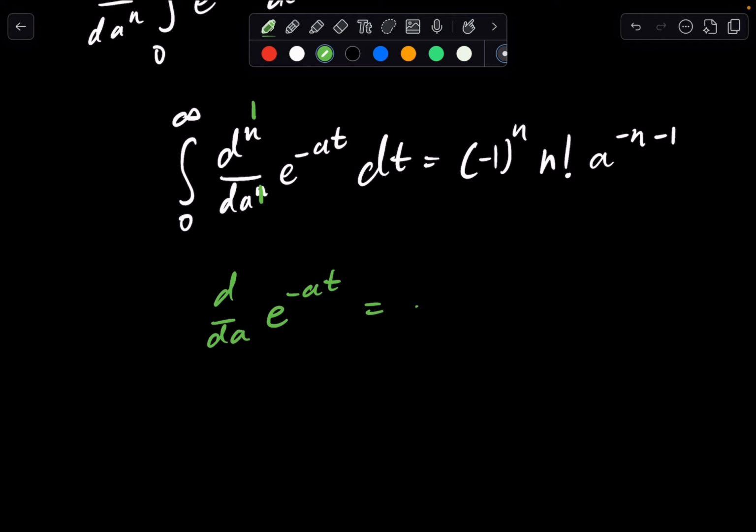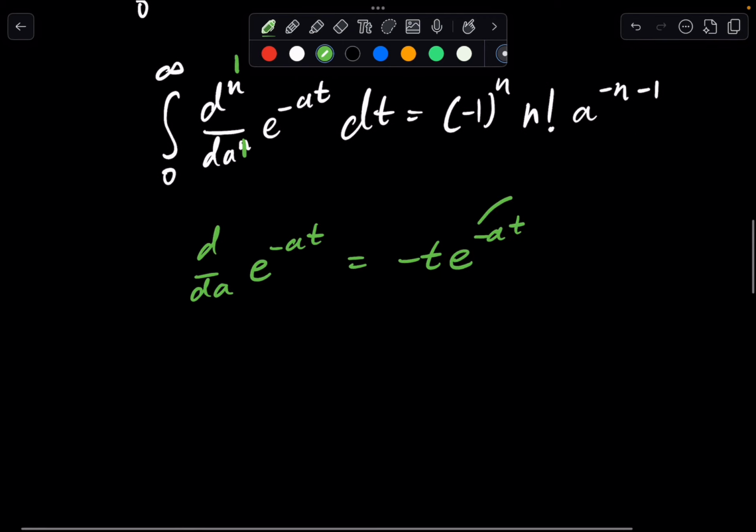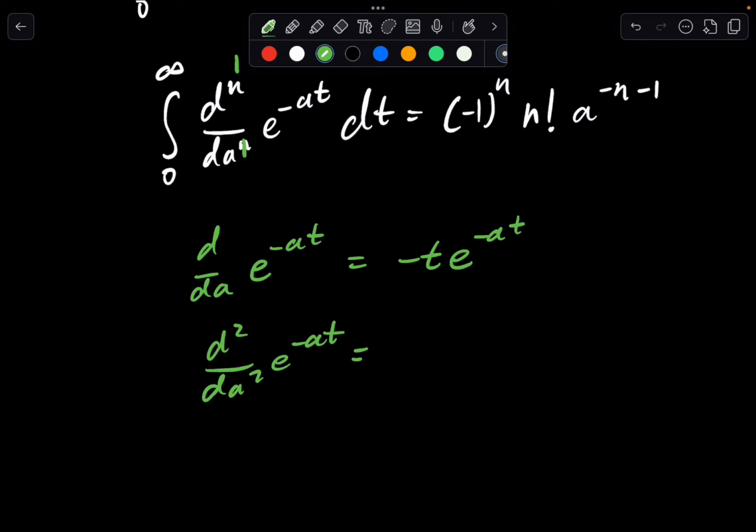That's right. We get negative t e to the negative at. Just like that. Whatever is up here that's not a just comes down here. That's all. So what if we take the second derivative? d squared/da squared of e to the negative at. This will equal the derivative of this now. And remember, since we're differentiating with respect to a, we treat t like a constant.